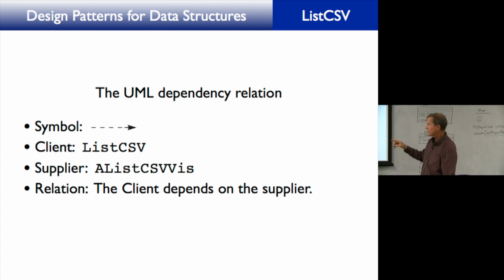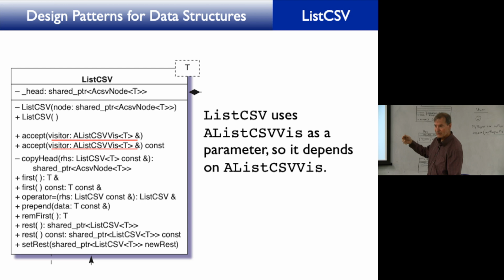Okay, so here's a little description of the UML dependency relation, that dashed arrow. The client is, this is UML terminology, the client is list CSV, the supplier is list CSV viz. The relation is the client depends on the supplier. It depends on it by using it as a type. You see what I'm saying?